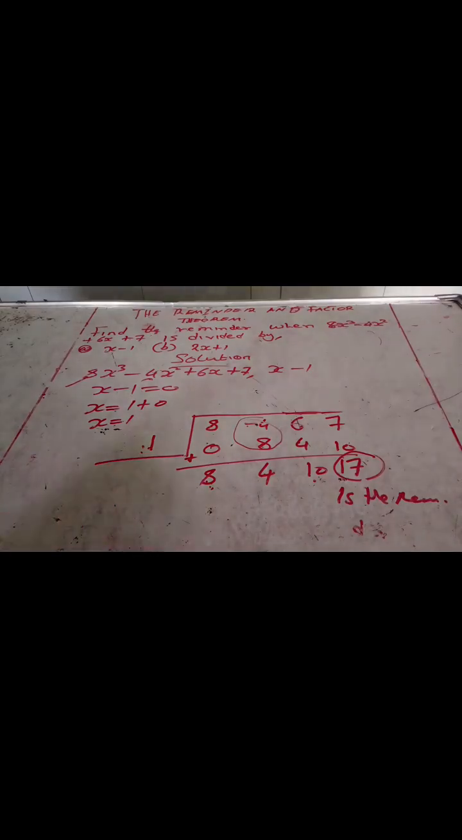Remember, in the first method of ours, we found that the remainder was 17. And in the second method of ours, the remainder is also 17. So this proves that the answer is correct. Let's do part B.